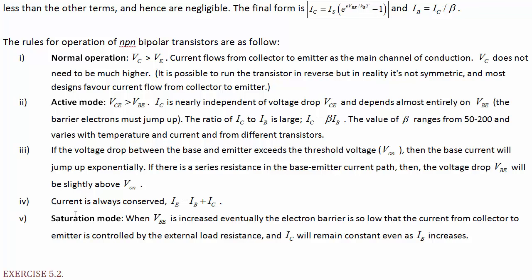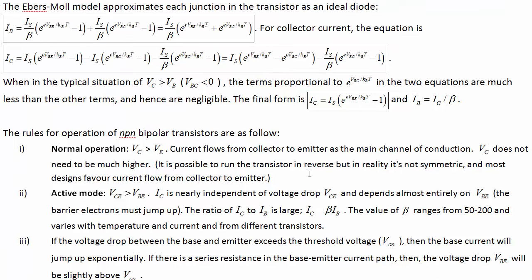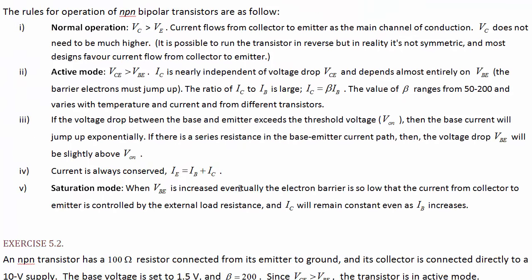So as long as you're in normal operation anyway, you can be in either active mode or saturation mode. Saturation mode is when you've applied so much base-emitter voltage that the collector current doesn't keep rising anymore like you'd predict from here. So when VBE is increased, eventually the electron barrier is so low that the current from collector to emitter is controlled by the external load resistance.